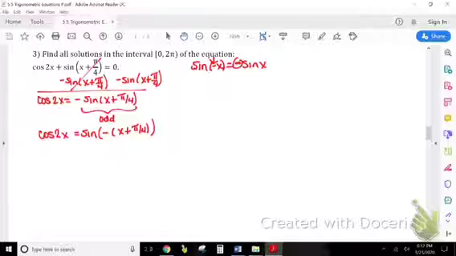And now I'm just going to simplify that right-hand side. So I'm going to distribute the negative. So sine of negative x minus pi over 4.